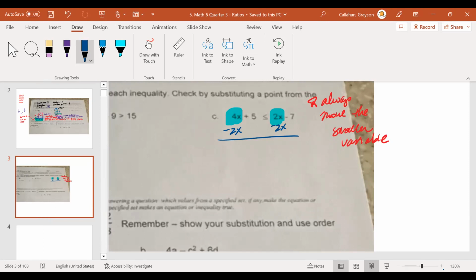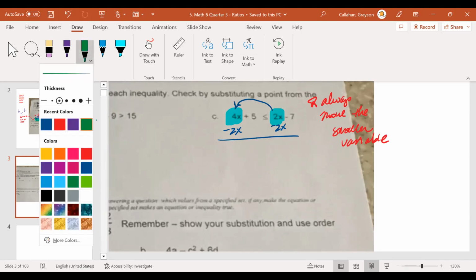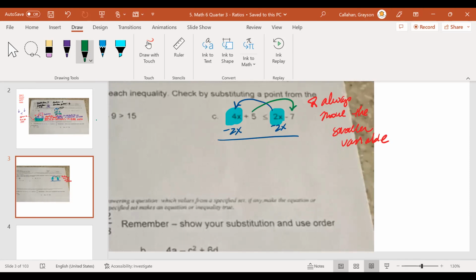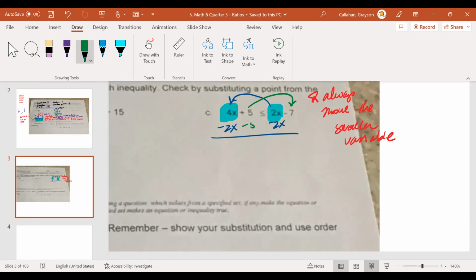Okay. Since we're moving this number over here, what do you have to do with the 5? You've got to move it to the opposite side. So what's opposite of a positive 5? Minus 5, minus 5. Do you see that? So always move the smaller variable, then move the opposite number. Okay, the opposite number here is 5, right? Because you moved the 2x over to the side, move the 5 to the right side.